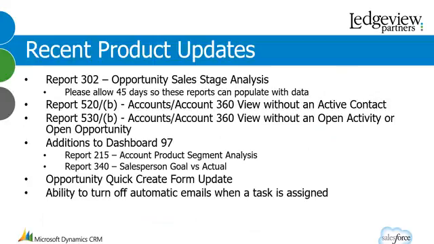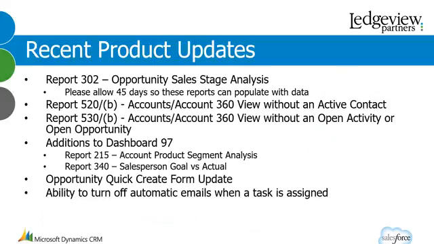Report 530 is very similar. 530B, it's the account or parent account with child roll-up. It's a view without an open activity or open opportunity. Again, this is to make sure that your data is clean. If you don't see any open activities or open opportunities for accounts, it also kind of lets you know how your accounts are doing and if they have anything open out there.